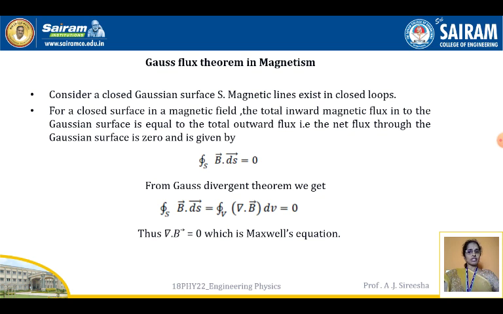It is over a closed surface. From Gauss divergence theorem, we know that the integral of B dot ds over a closed surface is equal to the volume integral of del dot B dV. Since B dot ds is equal to 0, the volume integral also goes to 0. That implies del dot B equals 0, which is another Maxwell's equation. So these are the two Maxwell's equations which we have seen till now.